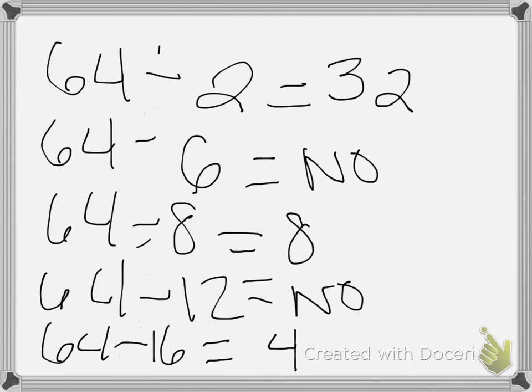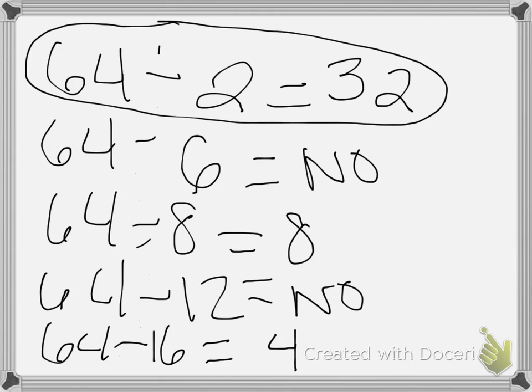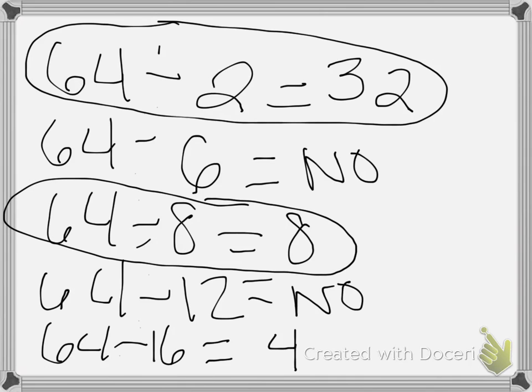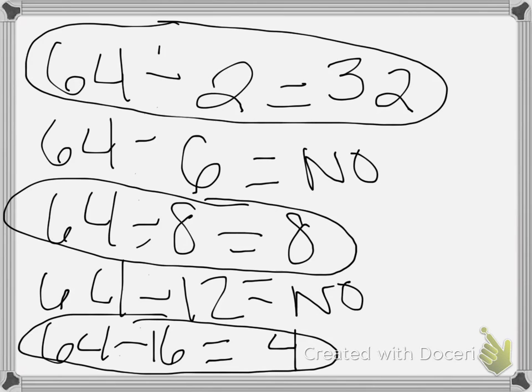So, which of these numbers are a divisor of 64? 2, because 2 goes in evenly 32 times. 8, because 64 can be divided by 8 8 times. And 16, because 64 can be divided by 16 4 times.